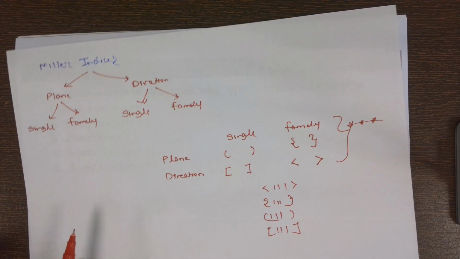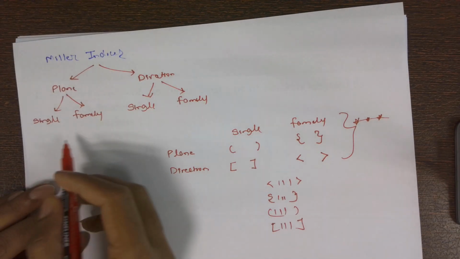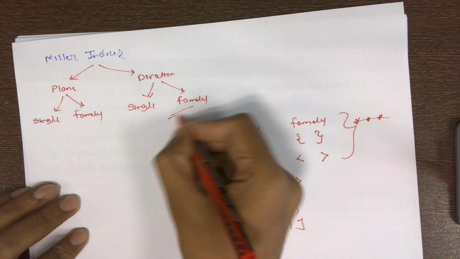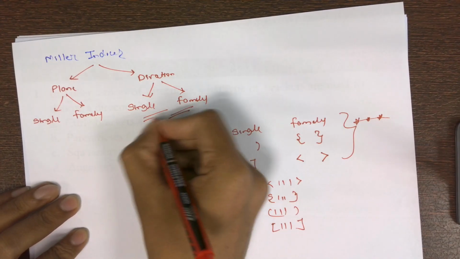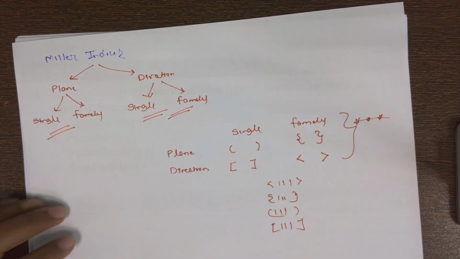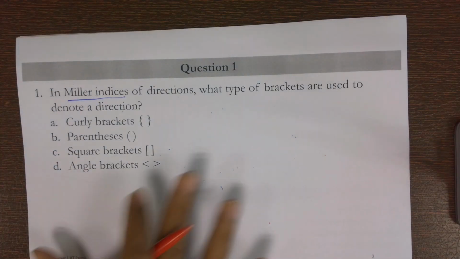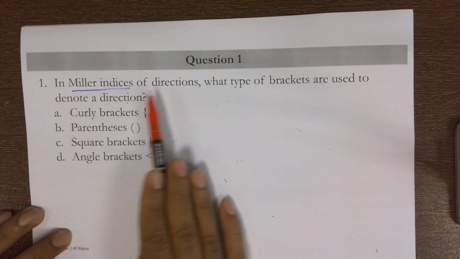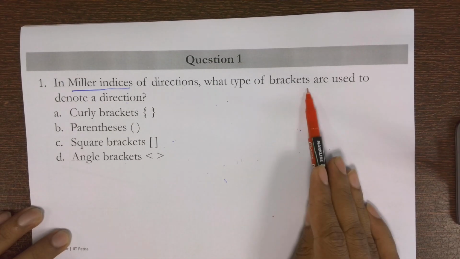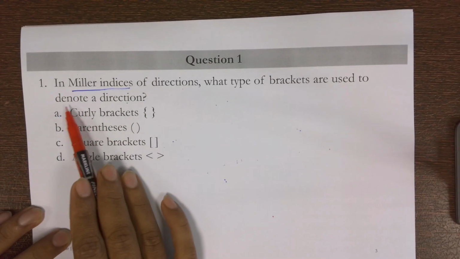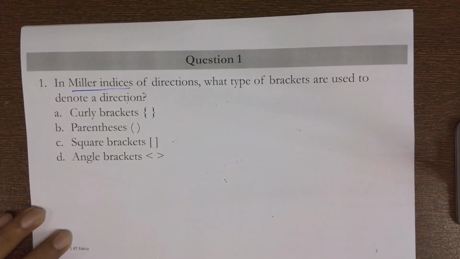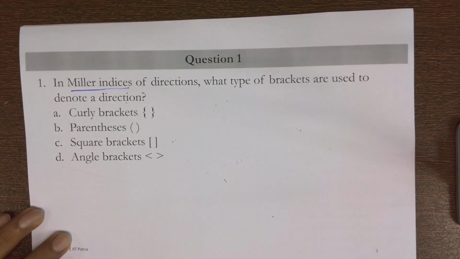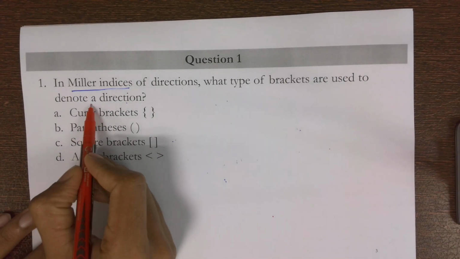Now let's try to find how we can indicate a particular direction and how we can indicate a plane. Before that, let's try to solve this particular question. In Miller indices of a direction, which type of brackets are used to denote the direction? A, B, C, D.